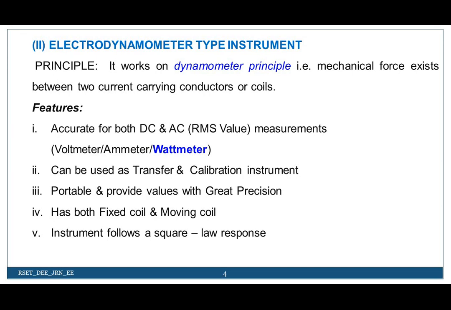Now, it works upon the principle of dynamometer. That is, a mechanical force exists between two current carrying conductors or coils. Now, the characteristic features: accurate for both DC and AC measurements. For AC, it gives the RMS value. It can be used for measuring voltage, current and power, but is commonly used for measuring power. It can be used as a transfer and calibration instrument. It's portable and it provides values with great precision, and has both a fixed coil and a moving coil. The instrument follows a sine law response. We'll be studying in detail.